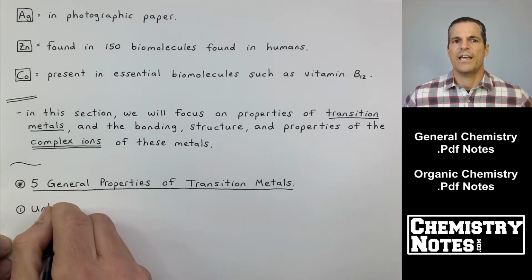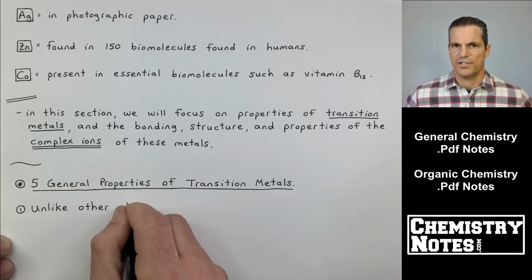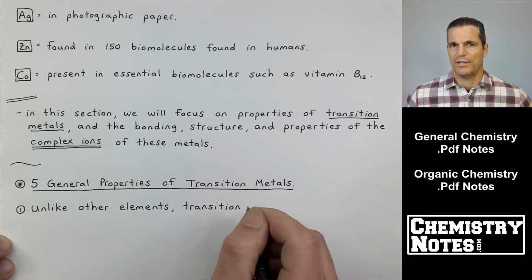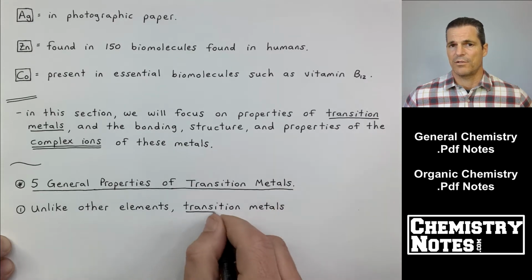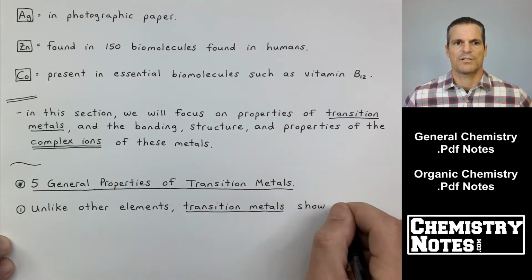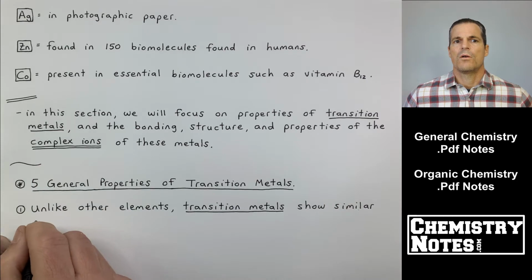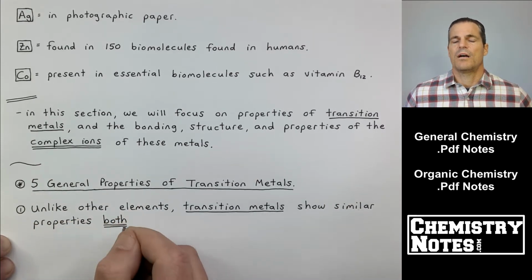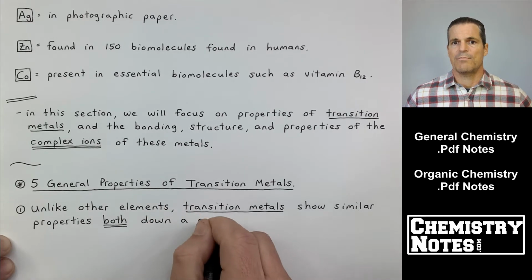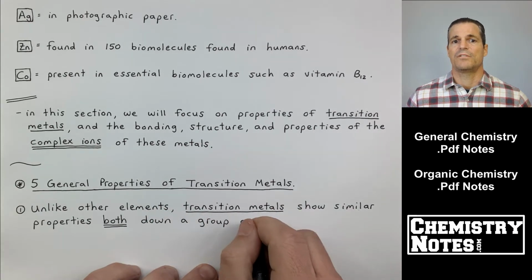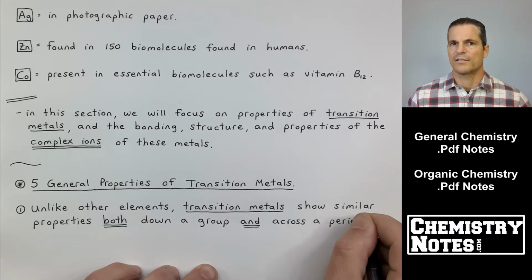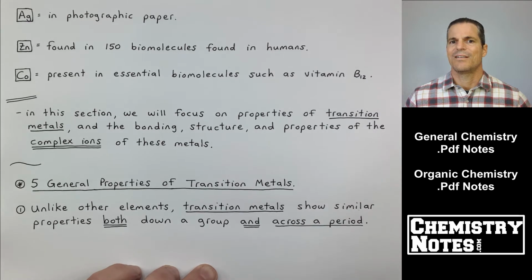So what are 5 general properties of transition metals? And again, this is probably a review from section 2. Section 2 in our course is atoms, molecules, and ions. Long time ago, right? Section 2, first semester. So number 1 of the 5 general properties of transition metals is, unlike other elements, transition metals show similar properties both down a group, like everybody else, but also across a period. So I've underlined across a period. That's kind of unique to transition metals.